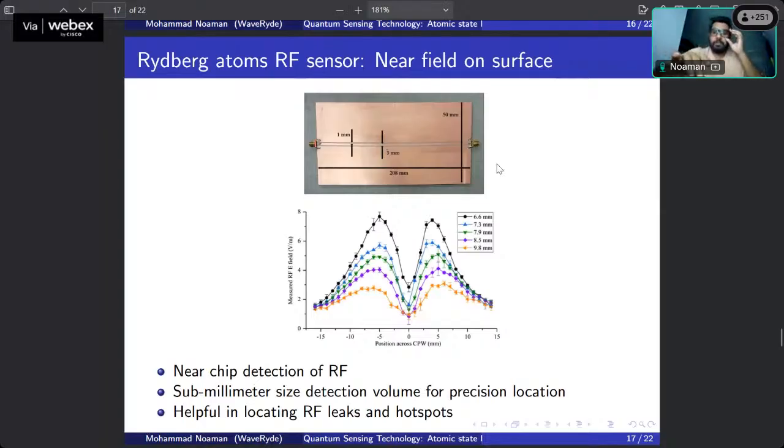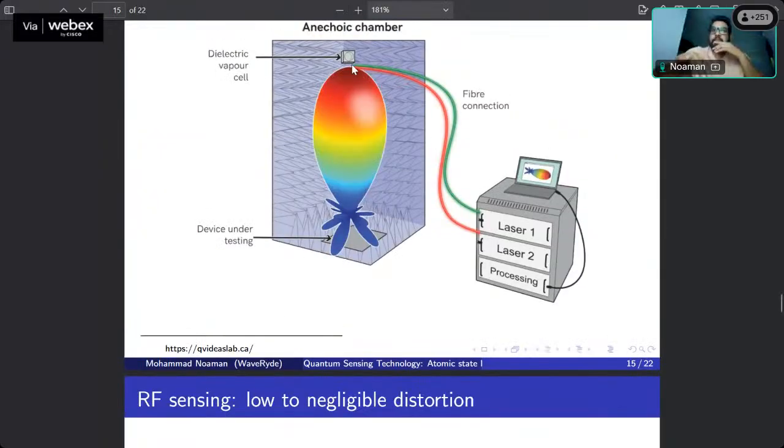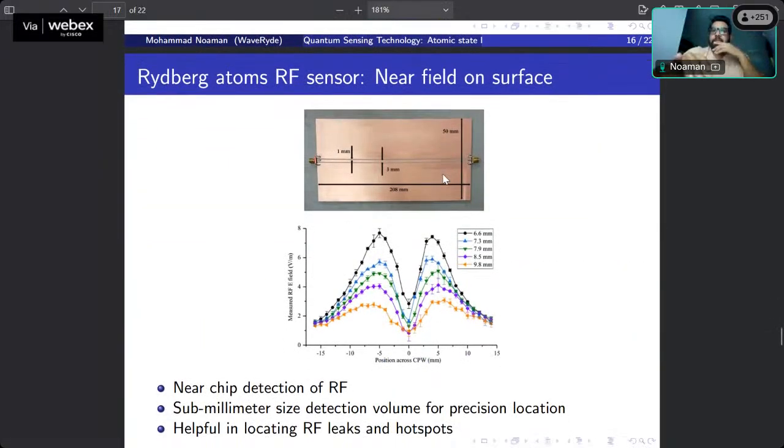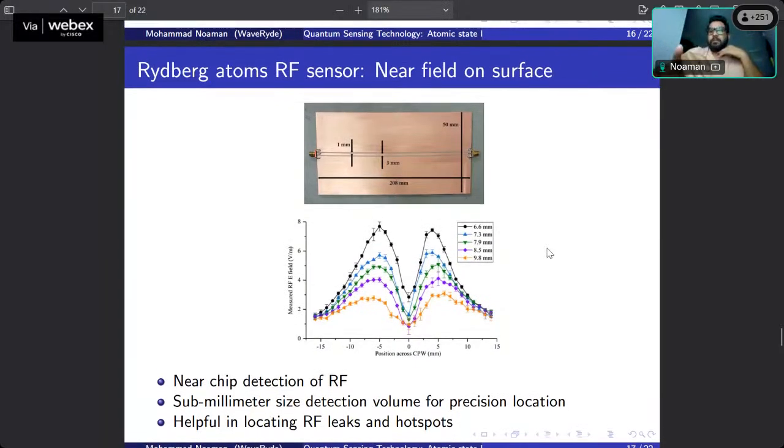Just as a technology demonstrator, you can use these kinds of sensors to detect the signal just above the surface. This shows the result as it crosses around this point, and you see the signal is higher, lower, higher, lower. This kind of measurement is close to impossible with any classical testing technology.